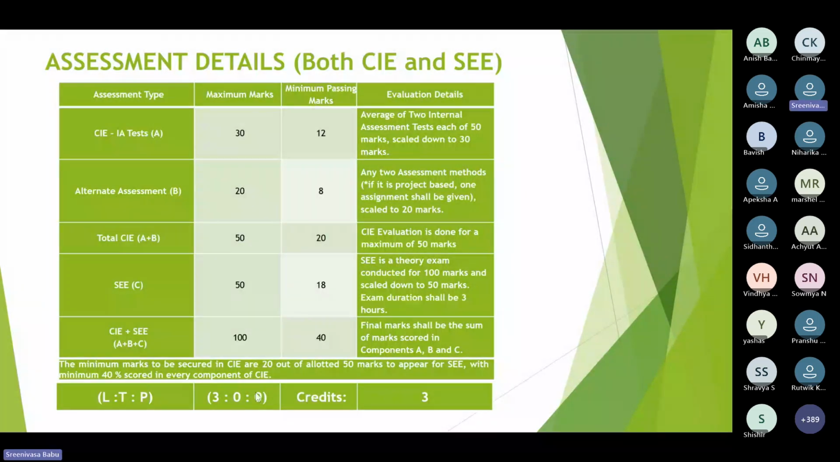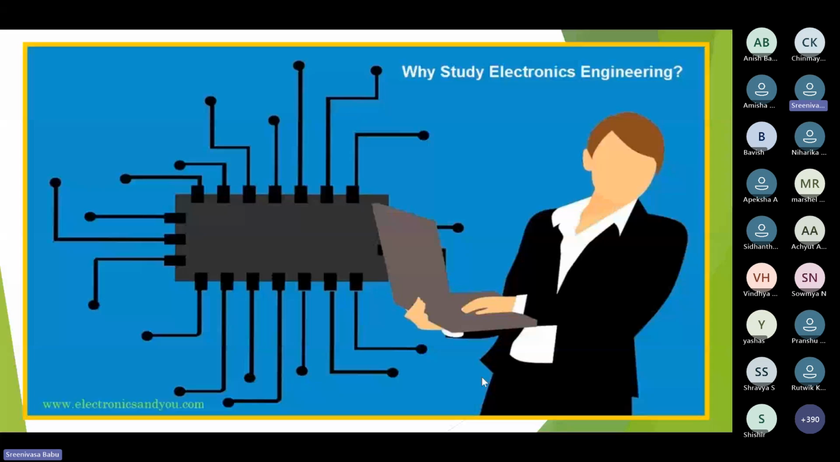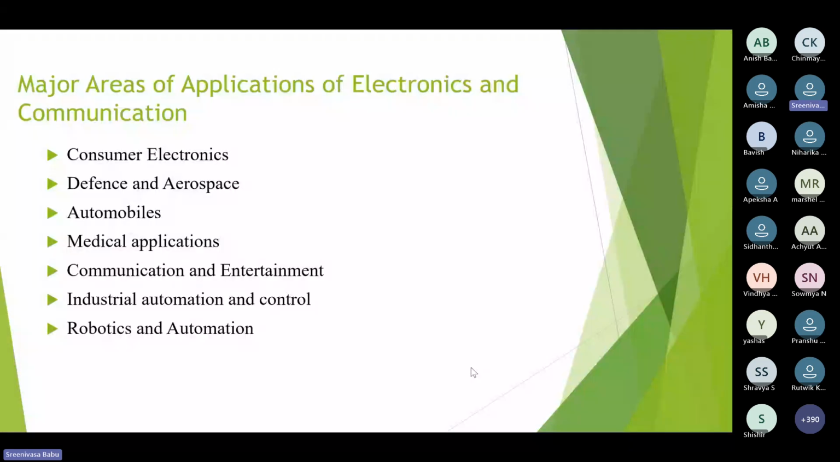And then these things I already told you, right? So these are the major areas of application of electronics and communication, right? Consumer electronics means washing machine, refrigerator, AC, right? What all electronic devices, equipments we use in our homes, right? So that is consumer electronics.